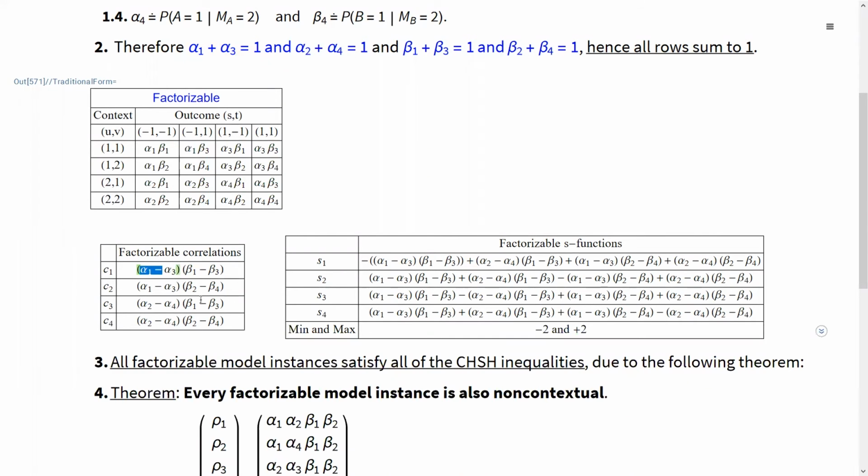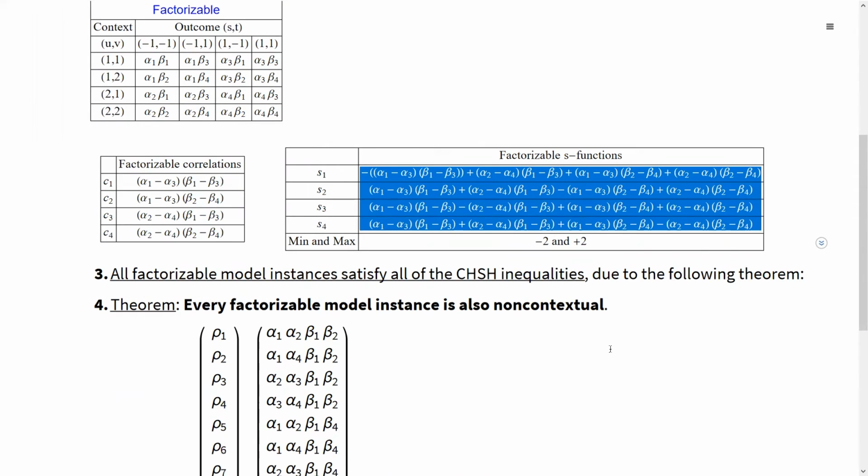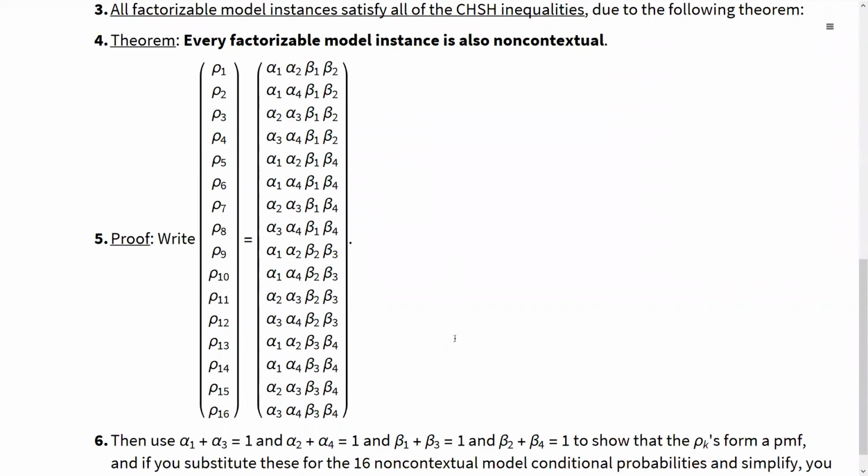This is what the conditional probabilities look like. This is what the correlations look like. And these are pretty messy S functions. And you could spend some time and prove that those must be between -2 and 2. But there's a much more elegant proof, which I discovered with Mathematica. Again, it's beautiful how it just solved this thing for me.